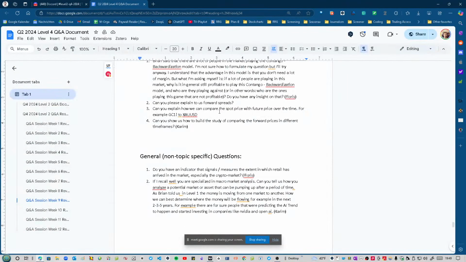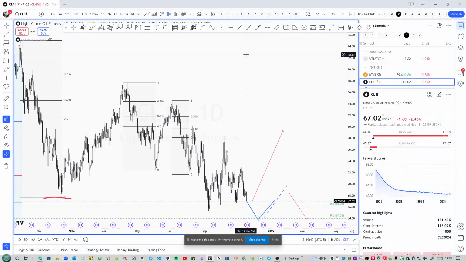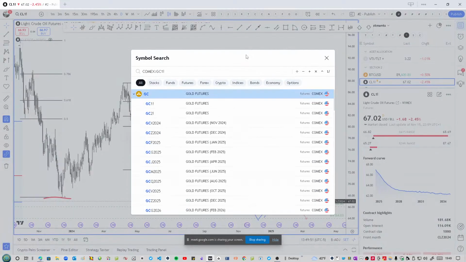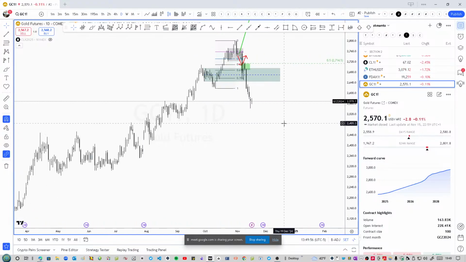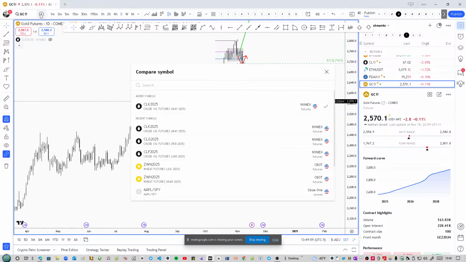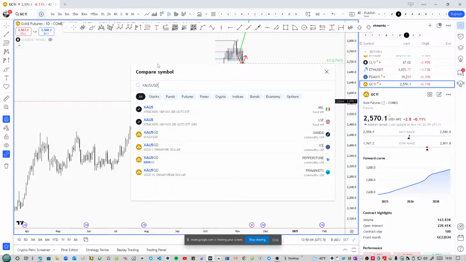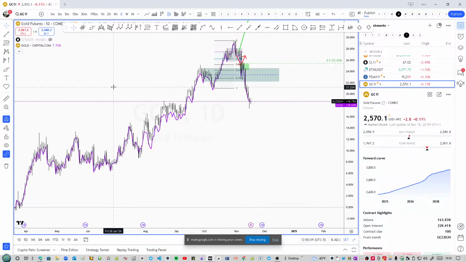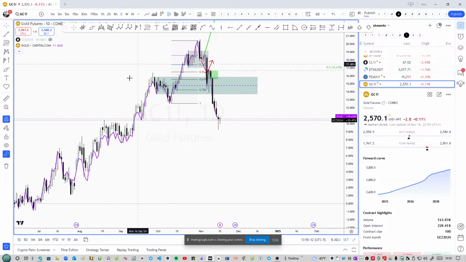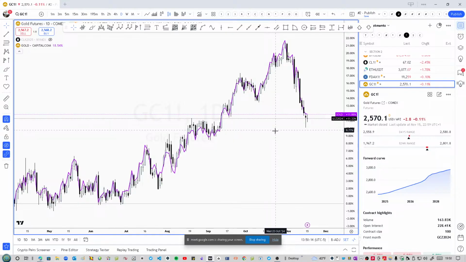So can you explain how we can compare the spot price with future price over the time? For example, GC and XAUUSD. Okay, so I mean, you actually answered it already. So we take a GC, and then you add here with the plus symbol, you can add XAUUSD, so gold in US dollar, and actually these should be very similar.